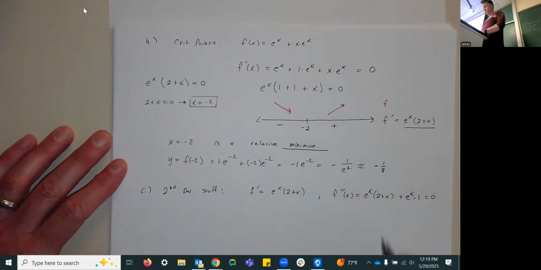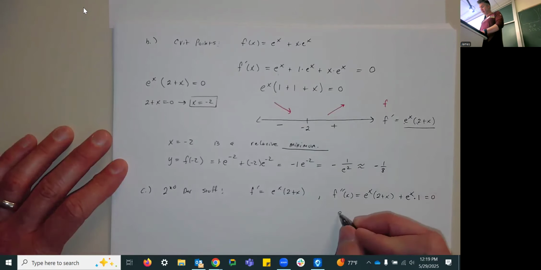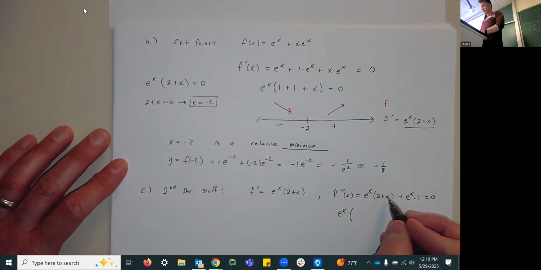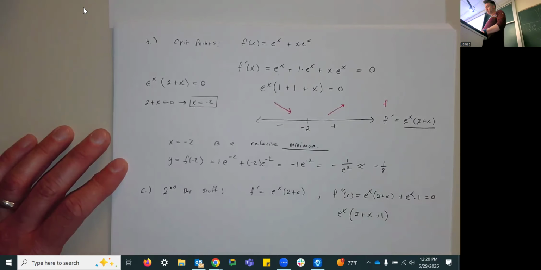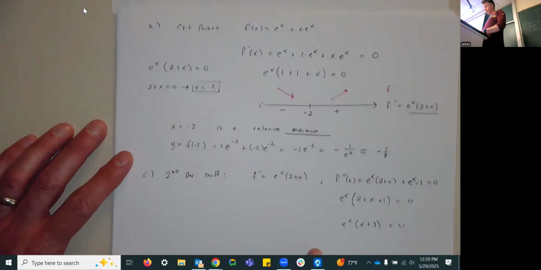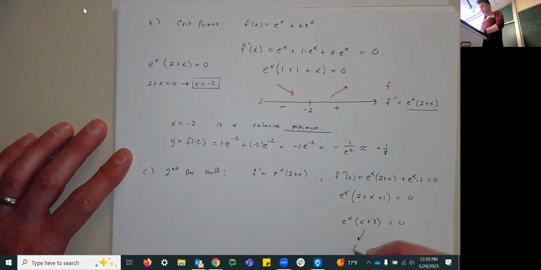So that's equal to 0. We're going to factor out e to the x. Look what we're left with. We get e to the x times 2 plus x plus 1, which ends up being e to the x times 3 plus x, or x plus 3. So we're going to end up getting a second derivative critical point of x equal to -3.